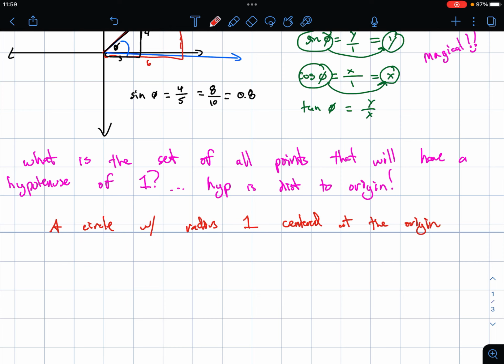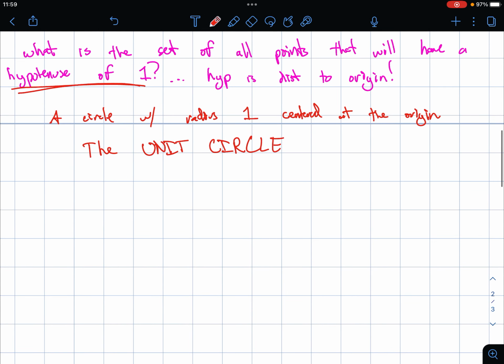This is the set of all points that has this hypotenuse of 1. And this is the unit circle. This is our super powerful tool. It is a circle with radius 1 centered at the origin. Okay, so let's take a look at our unit circle and see why it's so valuable in our study of trigonometry.